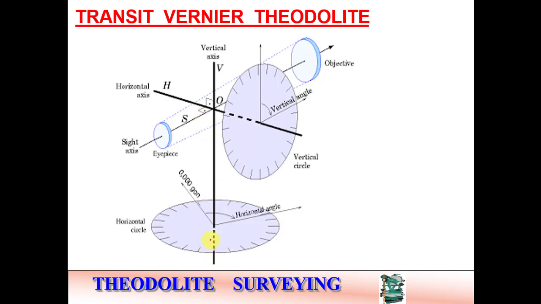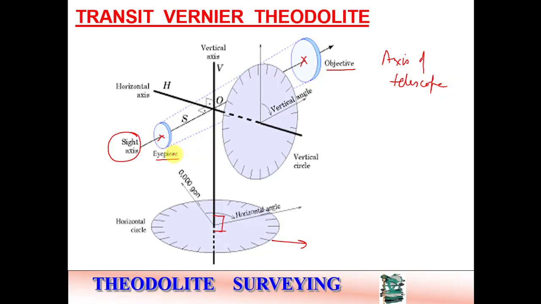So the first one is your horizontal circle. The line which is perpendicular to this circle is known as your vertical axis. You can clearly see in this slide that this must be your telescope, and this is your eyepiece side, and this one is your object lens. So the line between the center of the object lens as well as the center of the eyepiece lens is known as your axis of telescope. You must remember this point, axis of telescope.